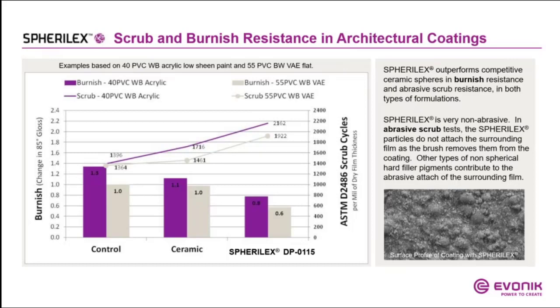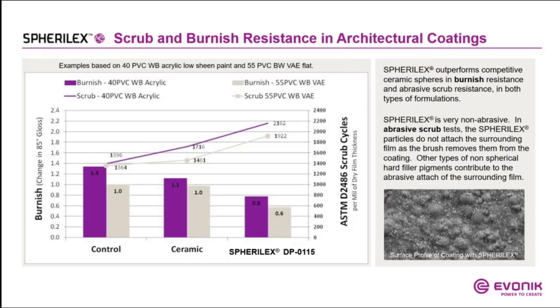You see that the burnish resistance is decreased, means is improved. Burnish resistance here is expressed by the delta in the change of gloss at 85 degrees. And you see that we could decrease the delta from 1.3, respectively 1, to 0.8, respectively 0.6 in the other formulation, which is much better than, for example, in comparison to ceramic particles.